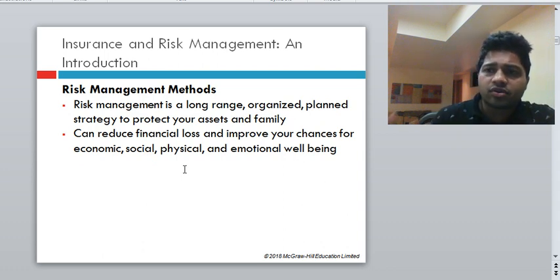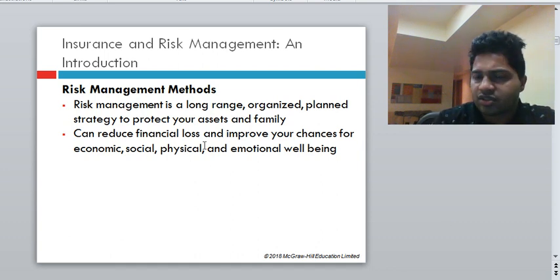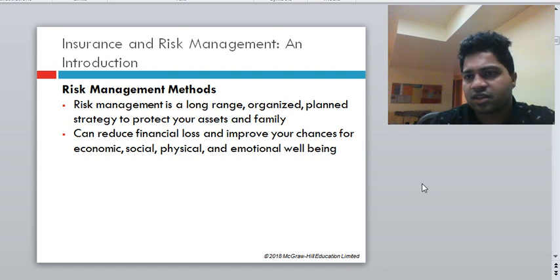So we have talked about risk. Now how do you manage this risk? Risk management is a long range organized plan strategy to protect your assets and family. Risk management can reduce financial loss and improve your chances of economic, social, physical, and emotional well-being. We are going to discuss risk management methods, but why is it important? Because it reduces financial loss and improves your chance of economic, social, physical, and emotional well-being. So it gives a feeling of safety.